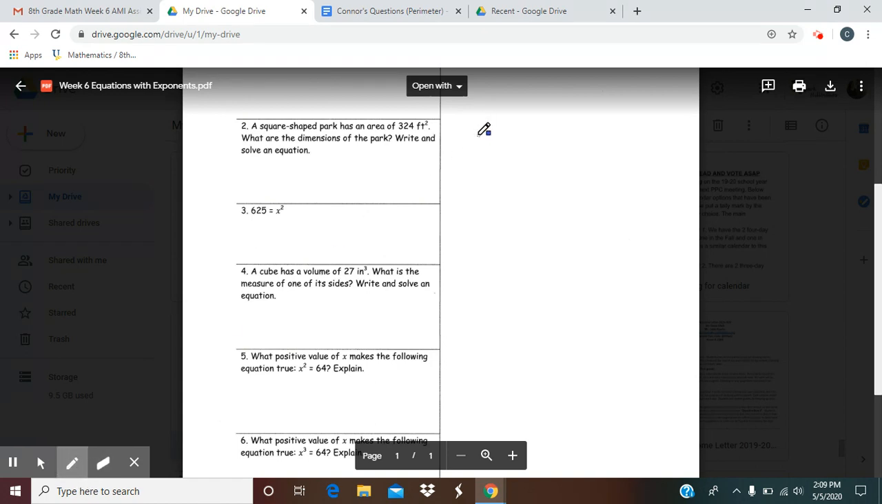I'm going to set up this equation. So x squared equals 324. The reason I'm setting it up as x squared equals 324 is that, remember, when you're finding the area of a square, you just do the side times the side, which can also be rewritten as x squared, because x is representing one side.